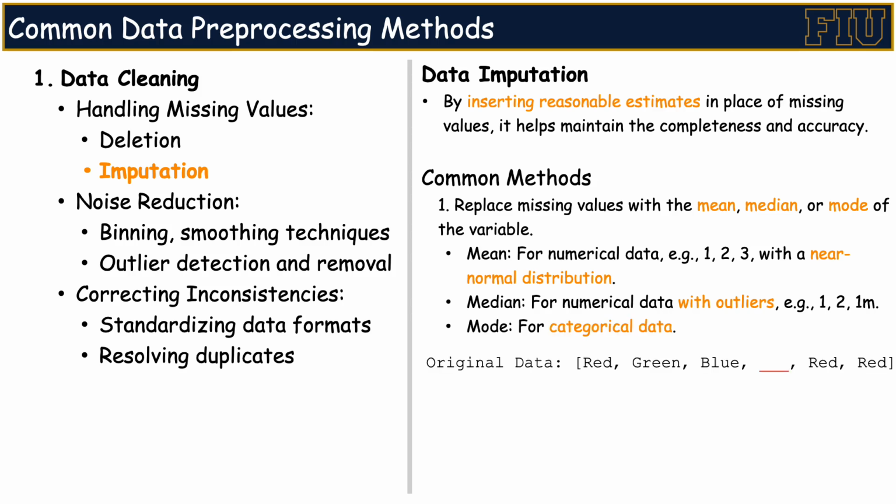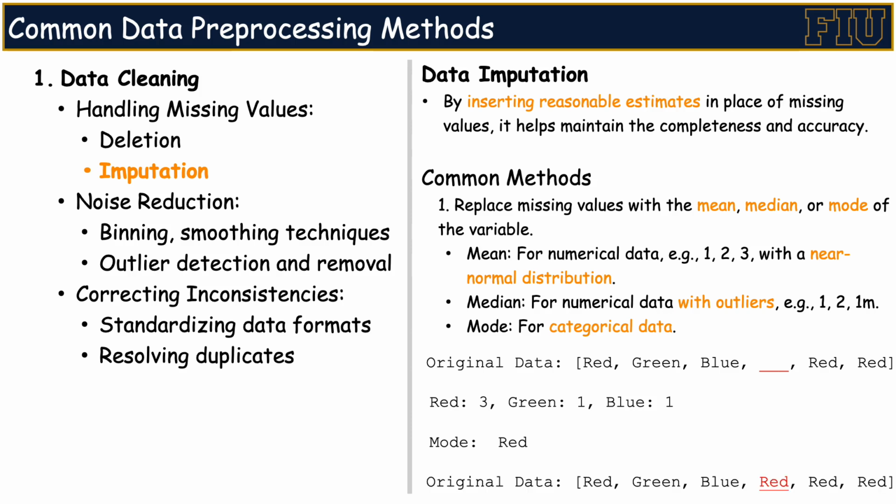The last scenario is when the data is categorical instead of numerical. For instance, in this dataset, we have 6 data points representing colors, with 1 value missing. In such cases, the most common method is to replace the missing value with the mode, which is the most frequently occurring category. This ensures the imputed value matches the overall distribution of the categories in the dataset. We can count how often each color appears in the dataset. For instance, red shows up 3 times, green once, and blue once. Obviously, red is the most frequent color, meaning the mode of this dataset is red. So, the missing value is most likely red. Therefore, we replace the missing value with red.